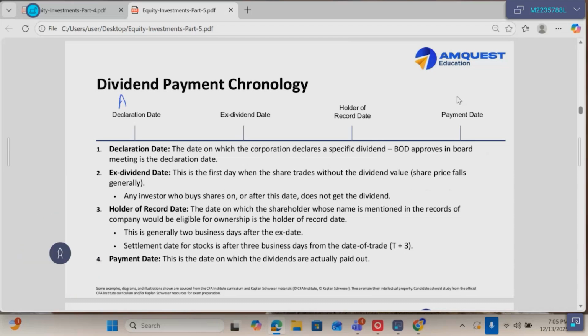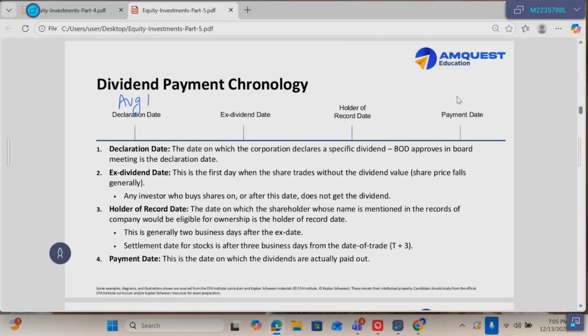So let's say this is August 1. The declaration date is the date on which the company declares a specific dividend, the board of directors approve, and this is the declaration date. Ex-dividend date. This is the date before which you have to buy the share so that you are getting the dividend. Ex-dividend is the date before which you have to buy the share so that you get the dividend.